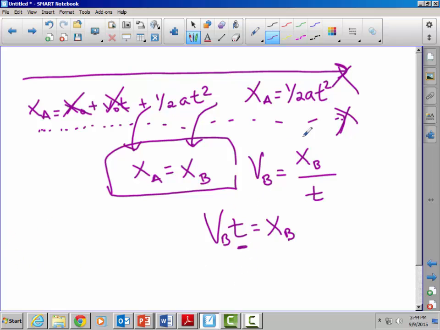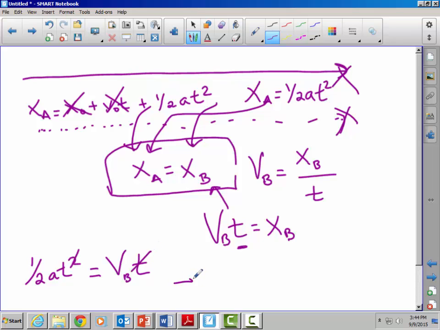Alright, so let's plug that into here, and let's put this into here, and we can start to see some magic happen. So 1/2 AT squared equals velocity of car B times time. Now I have a time on both sides of my equal sign, so I can cancel out the squared on this one. I can divide both sides by time, and I get 1/2 AT equals VB.